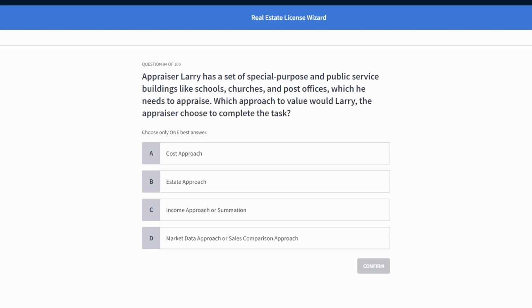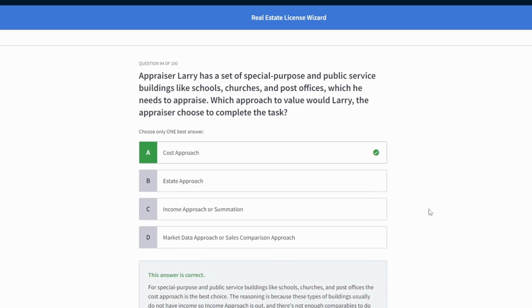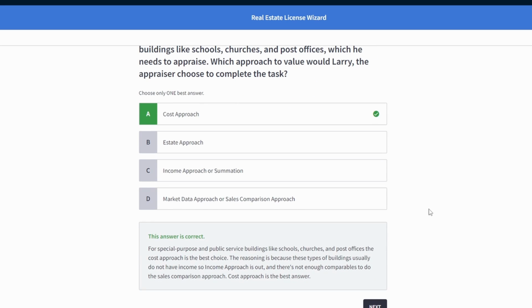Alrighty, appraiser Larry, what should he use? He should use A, the cost approach. For special purpose and public service buildings like schools, churches, post offices, the cost approach is the best choice. The reasoning is because these types of buildings usually do not have income, so the income approach is out, and there's not enough comparables to do a sales comparison approach. So the cost approach is the best answer.